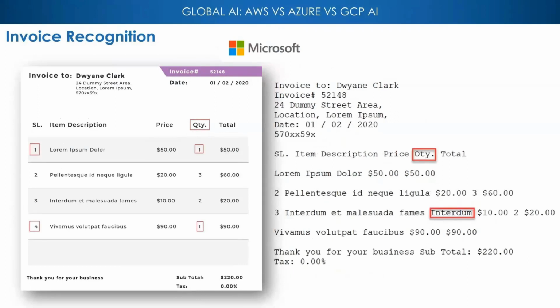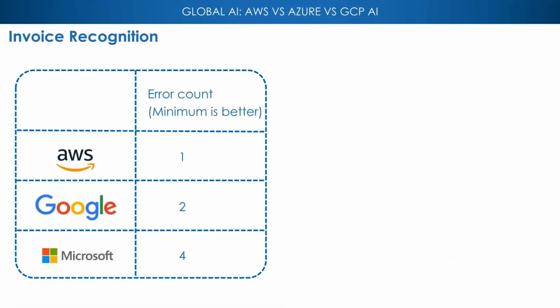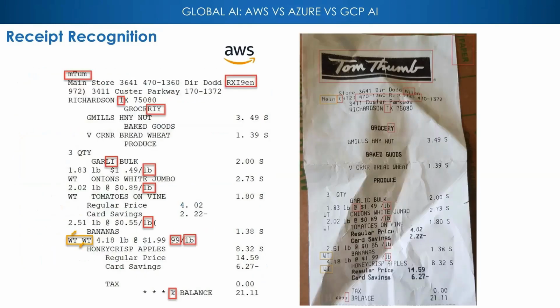Microsoft misses a bunch of ones, and in that case, they miss 4 for some reason. And everything else is pretty similar, not bad at all. But you'll notice that Amazon, it's a clear winner, and Google's got twice the errors, and Microsoft's got 4 times the errors. So for some reason, invoice recognition on Amazon beats everything out there. And then, of course, receipt recognition.